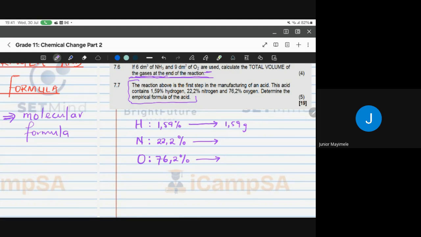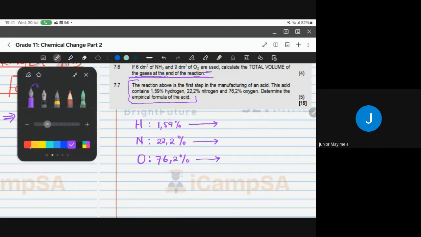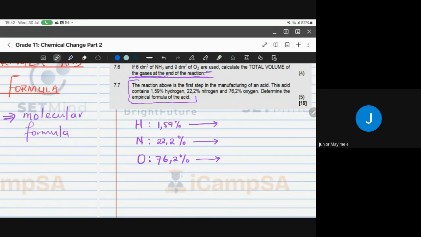So this means we will have, actually, let me change color and use blue. There's no difference though. Let's use this one. 1.59 grams. Okay, after 1.59 grams, we have 22.2 grams. And then this means we have 76.2 grams.